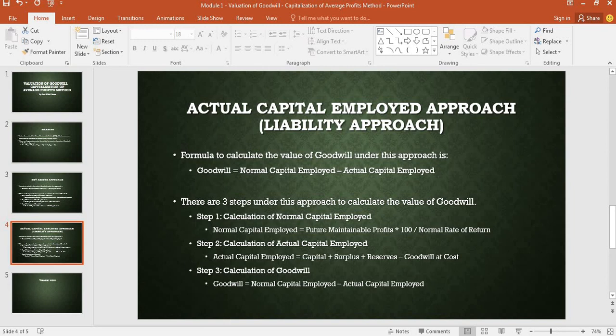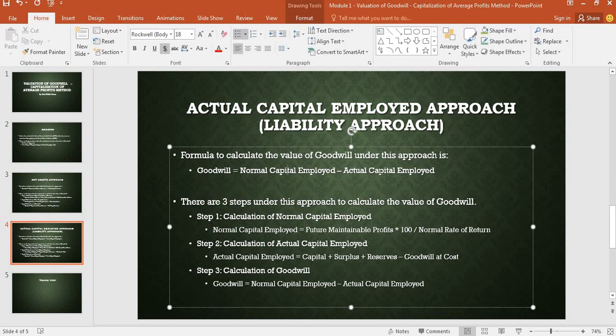Even this has 3 steps. Similar to that, first you'll have to find out normal capital employed, then you'll have to find out actual capital employed, and then we'll find out the value of goodwill. So step number 2 is actual capital employed. The formula for that is taking all the shareholders funds, whatever funds exist for the shareholders, we are going to take that minus goodwill at cost.